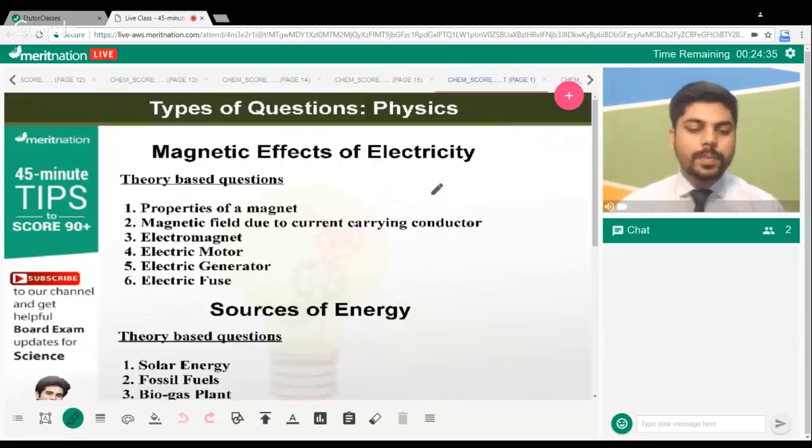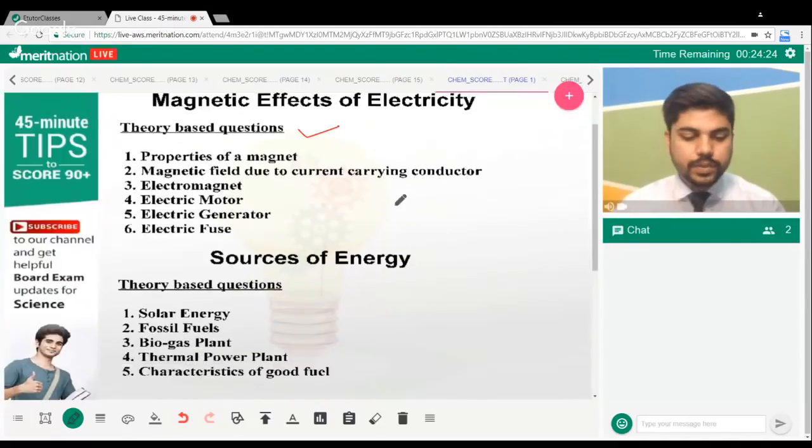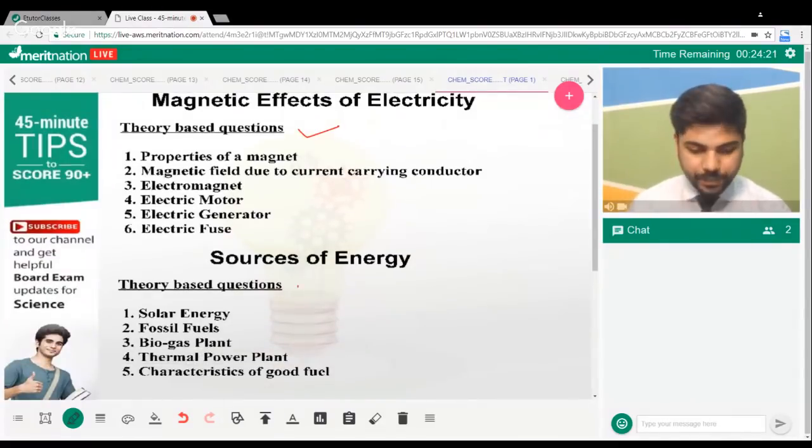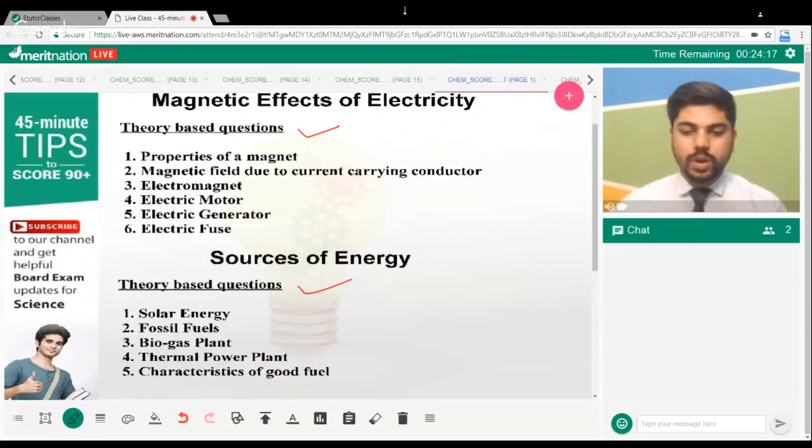If I talk about magnetic effects of electric current, these are the theory based questions and important topics. These are the things we have already discussed. So, practical based questions cannot be found from this particular chapter as well as from the sources of energy. Okay, so we are going to stick with only theory based questions. All right.